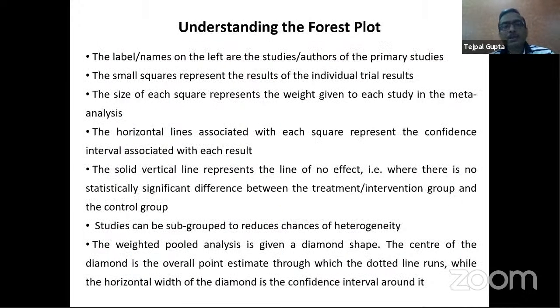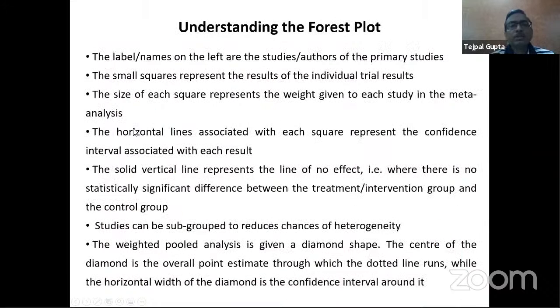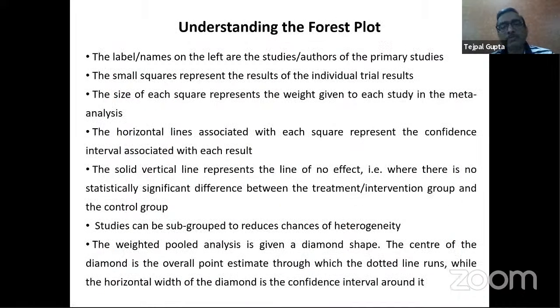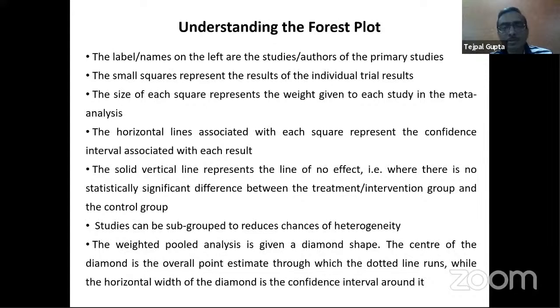So the names or labels on the left are the studies or authors of the primary studies. If you look on the left, there are the names EORTC, RTOG and others. The small squares represent the individual trial results. The size of each square represents the weight given to the study in the meta-analysis. So you can see that some are larger squares, some are smaller squares. The size of the square is proportional to the weightage given to that study.